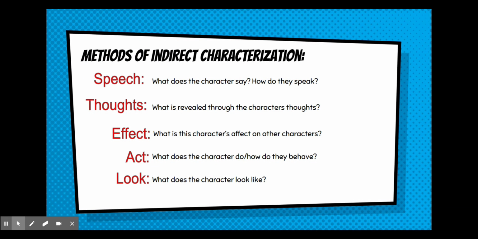When you're thinking of methods of indirect characterization, you can think about stealing. And no, I'm not encouraging you to steal anything, but I am giving you an acronym to remember that you can describe your character using their speech, their thoughts, the effect that they have on other characters, how they act, and what they look like. All 5 of these would be examples of indirect characterization. It's important to think about these 5 aspects as you're developing and writing a character.